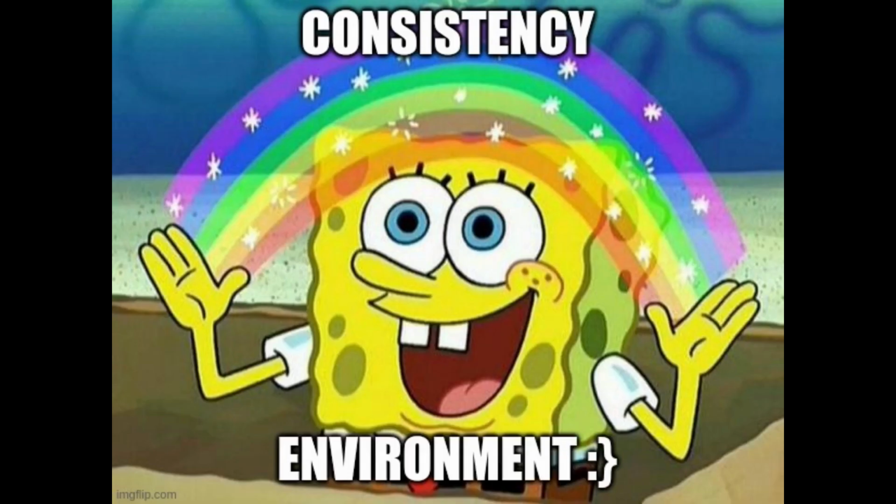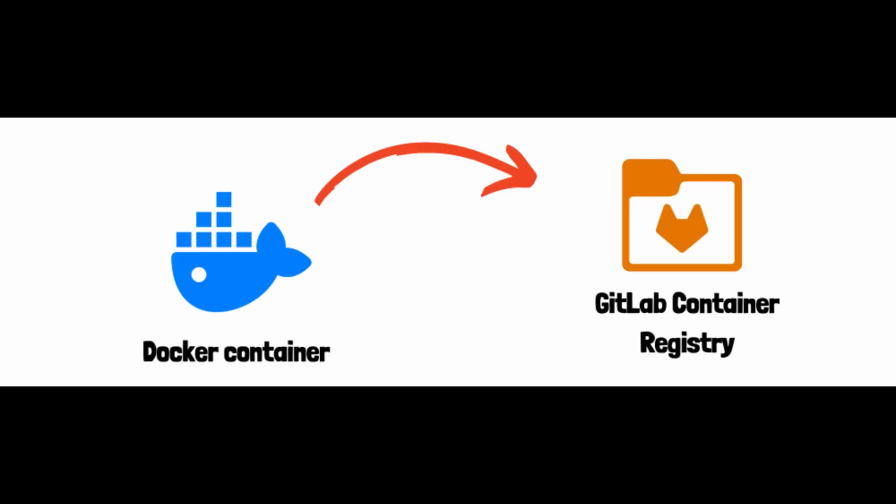Secondly, consistency: in production, staging and testing, the development environment will be the same, without adjustment for the version of any dependency. So today I'm going to move the Docker file from the main project to a separate one, and I will configure the CI script to build and push our container to the GitLab registry.